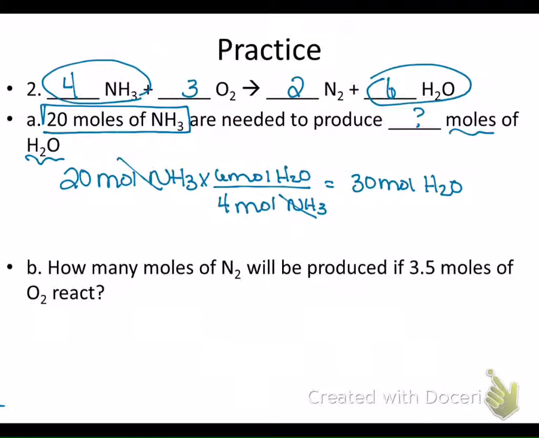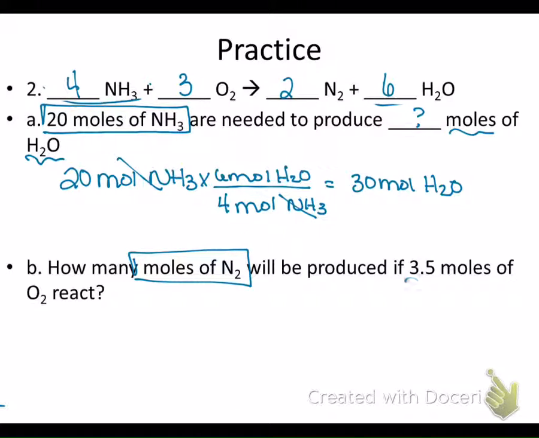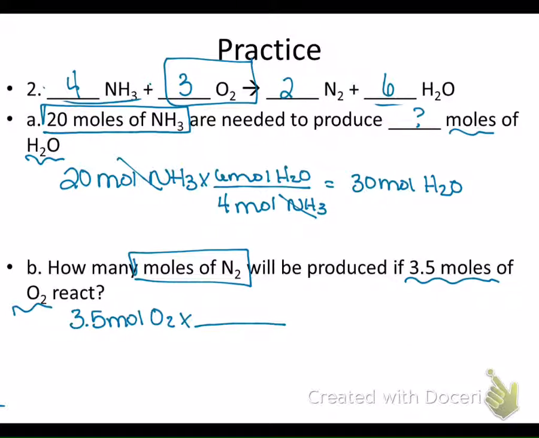I'm going to erase the balanced equation and rewrite it in to help us with example B. So again, our coefficients that were original are 4, 3, 2, and 6. Okay, so example B. It asks how many moles of nitrogen, the N2, will be produced if 3.5 moles of oxygen react. I've identified my given as 3.5 moles of O2. We want to know how many moles of nitrogen are going to be made then. So again, I need to go to my balanced equation to get my coefficients. Looking at oxygen, because that's my given, the coefficient there is 3. So in the denominator, we're going to put 3 moles of O2.